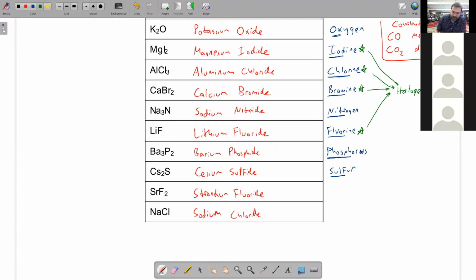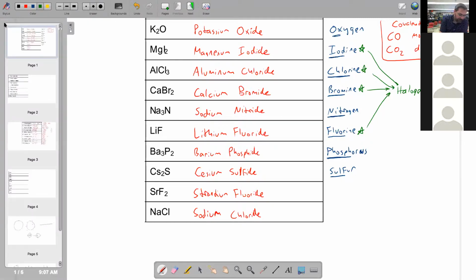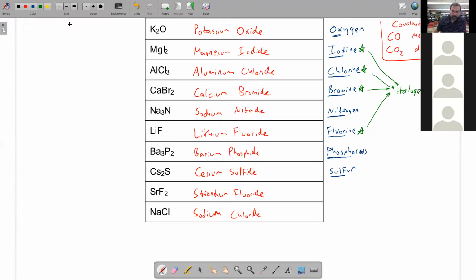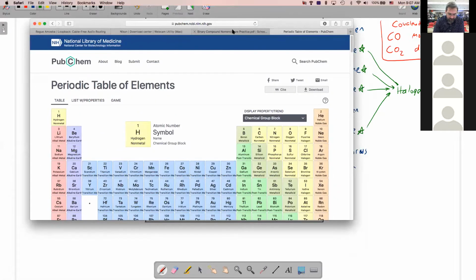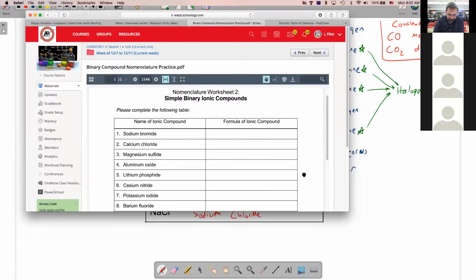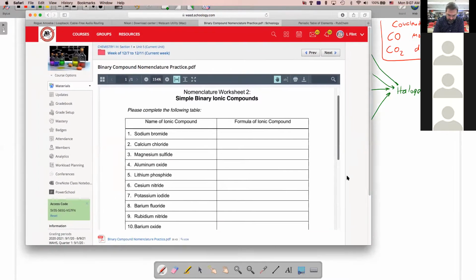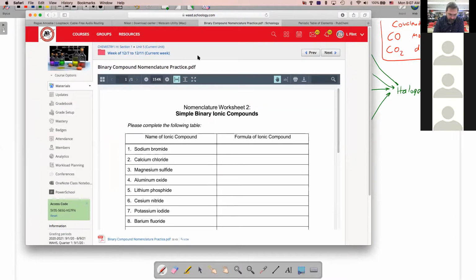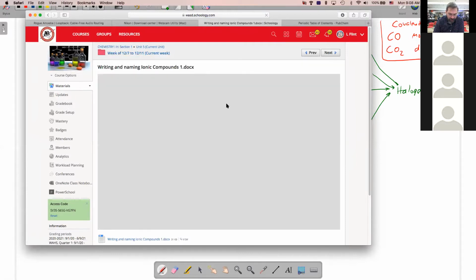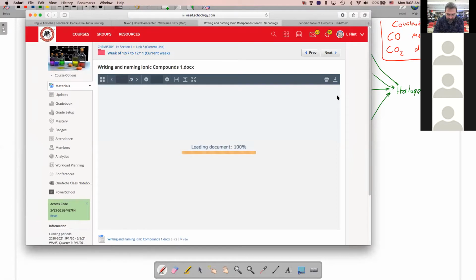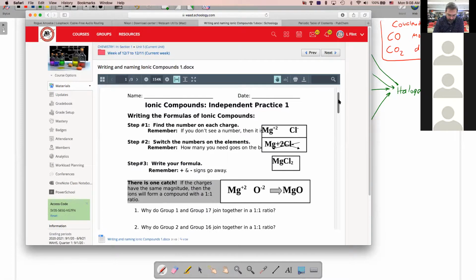Okay, so those were good examples of naming and writing formulas for ionic compounds. And you need to practice doing that. So again, this will all be recorded. That was the nomenclature practice worksheet. If we would have been in class, I would have just handed it to you, and we would have done those as in-class examples. So this writing and naming ionic compounds, you could save it in your OneDrive and work on it in there, or you can just write it in your notebook.